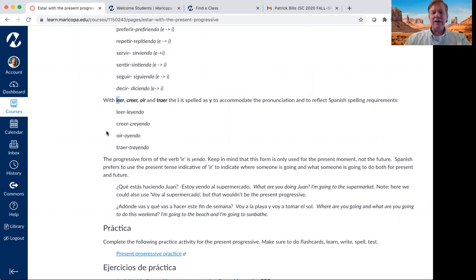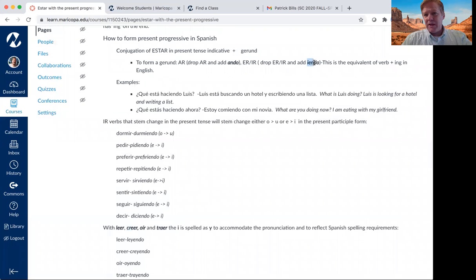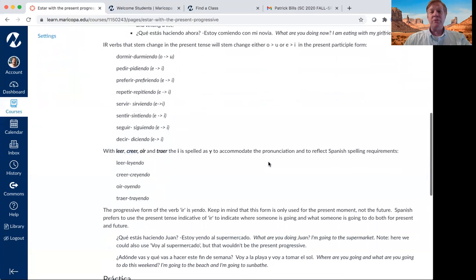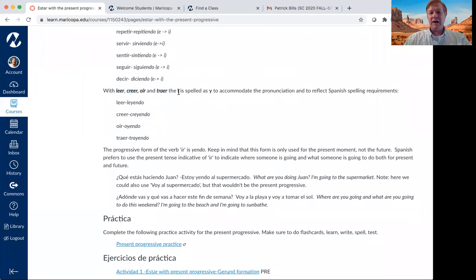Also, with ER and IR verbs, if the stem ends in a vowel, like leer, you can see there leer, or creer, then the I from this ending up here, this I from yendo, needs to be spelled as a Y. These verbs are not irregular. It's simply a spelling convention in Spanish. So this I has to be spelled as a Y. Leer, leyendo.